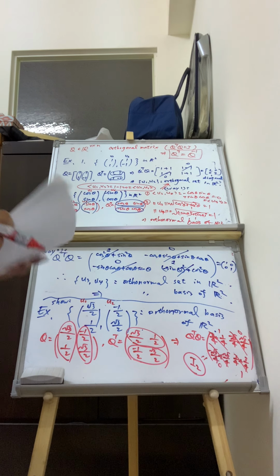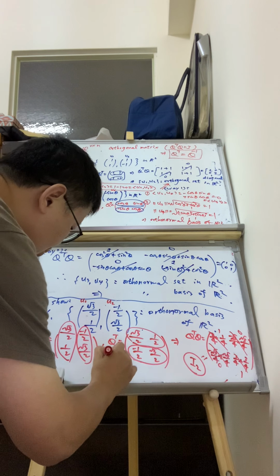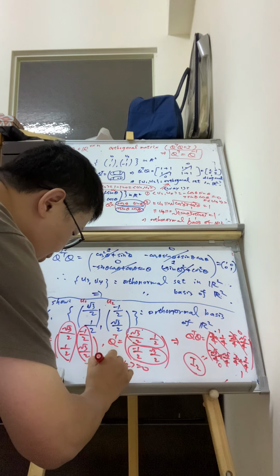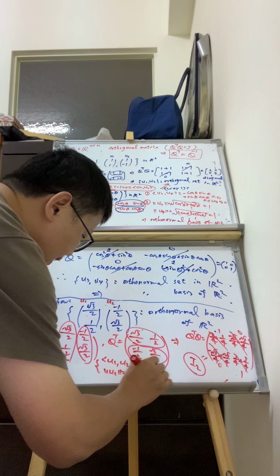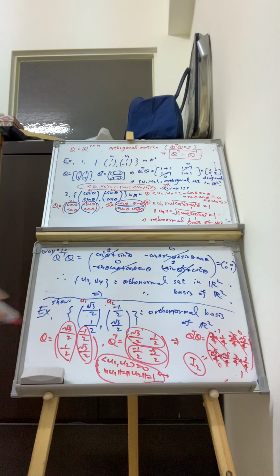Of course, you also could use the other way to check: the inner product of U1, U2 equals 0, and all of their lengths are 1. You also could check it this way. So I think that's all the results in this section.